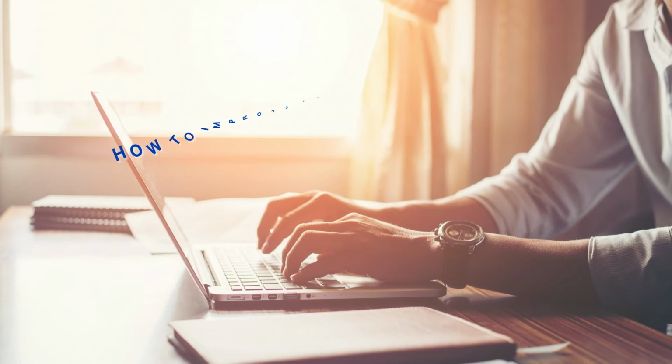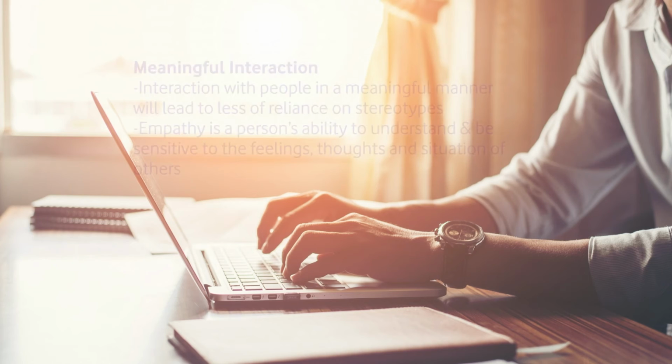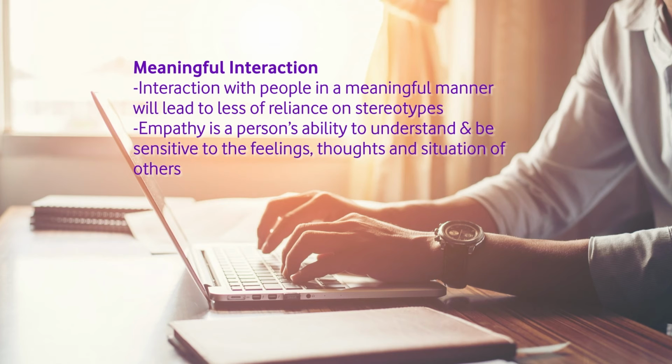Now moving on, how do you improve the process of social perception and attribution? Because these are fundamentally flawed processes, and these errors can have a serious impact on individuals and organizations. So how do you improve this process? The first, of course, is meaningful interaction, where you interact with people in a meaningful manner, and this will lead to less reliance on stereotypes. So you are interested in the individual himself or herself. You are not interested in looking at the group to which he or she belongs.